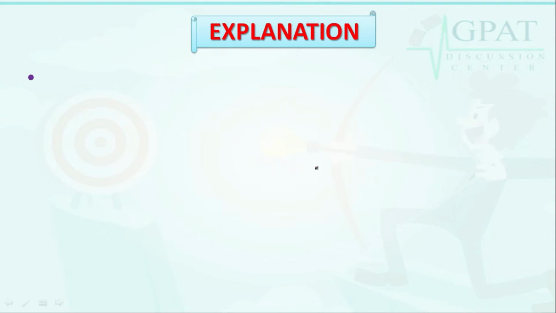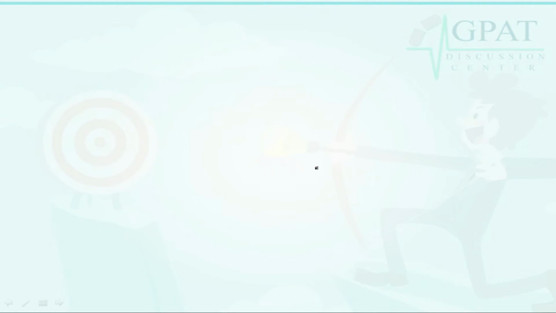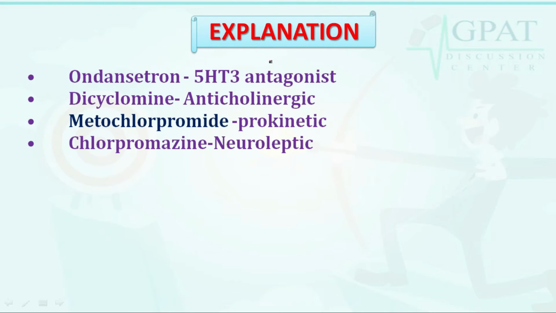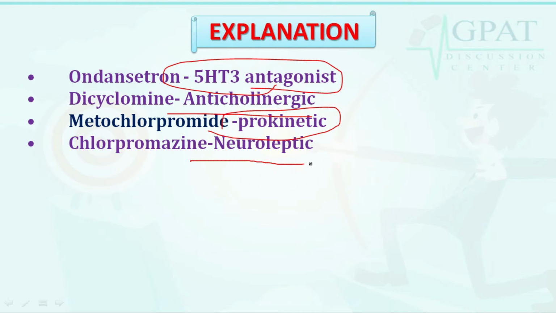Let's discuss in detail. Ondansetron is a 5-HT3 antagonist having an antiemetic effect, dicyclomine is an anticholinergic, and metoclopramide is a prokinetic drug, and chlorpromazine is a neuroleptic drug. So the correct answer is metoclopramide, the prokinetic drug.